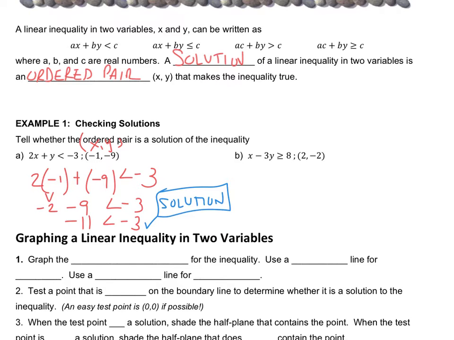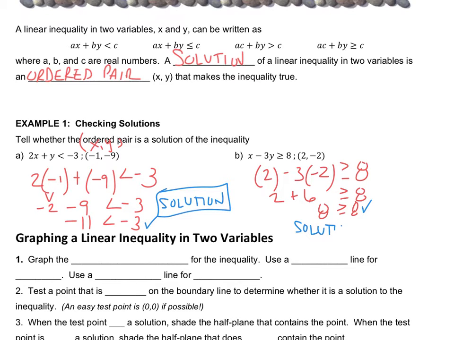Okay, for example B, we're going to plug in our numbers. x is 2, y is negative 2, greater than or equal to 8. So we get 2 plus 6, 8 is greater than or equal to 8. Well, we know it's not greater than, but it is equal to, so we would say yes, this one is also a solution.